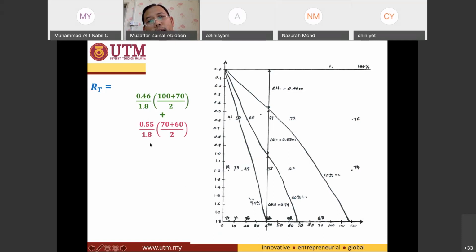And then the last part, this height, 0.79, divided by 1.8, times 60%, and it happens that the point at 40 is 54%. So 60 plus 54 divided by 2. Eventually you will obtain your answer to be 66.6%.